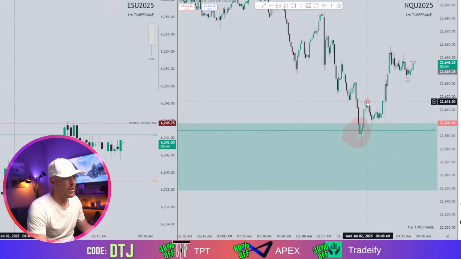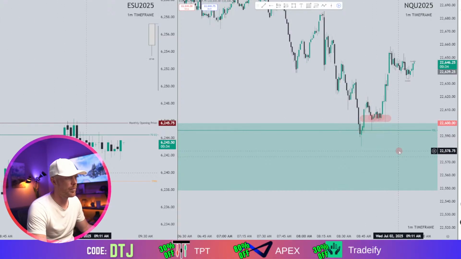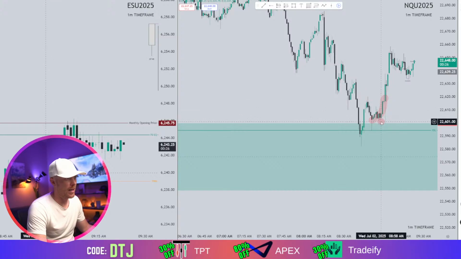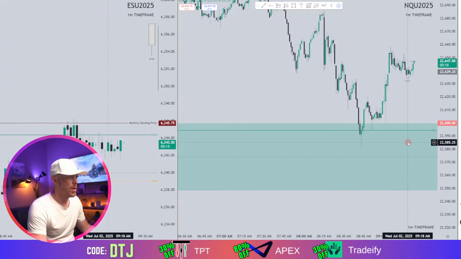I took an evaluation trade when I saw this tag right here. When we wicked and touched the previous day low and we were back inside this fair value gap, I took a long. I took a long just to this high right here. So took that long right there, and that gave me, I don't know what it was, about 15 handles is about what I got on that. So I took a couple trades in the pre-market.